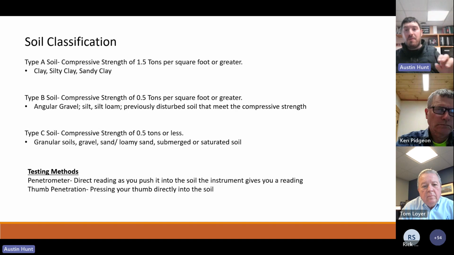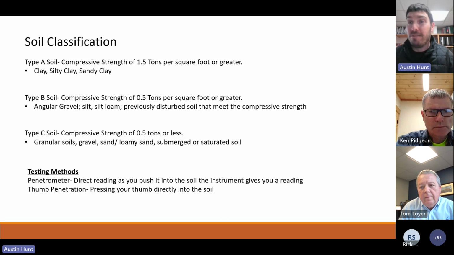Type A just barely makes an indent when you're pressing into it pretty hard with your thumb. Type B will be the full length of your nail, so you're pressing it up to about the bed of your nail. And type C, your thumb will just push right into it. It's going to penetrate pretty far in there, probably a whole length of your thumb.